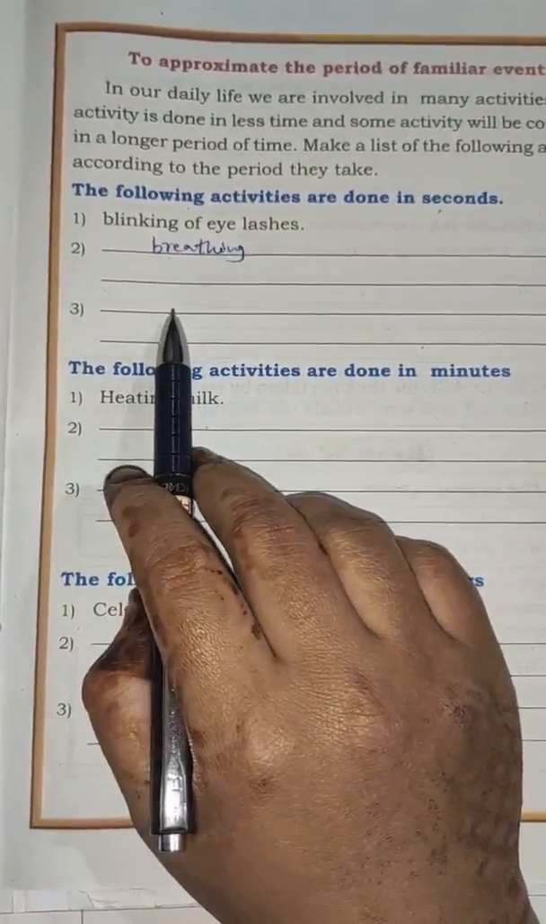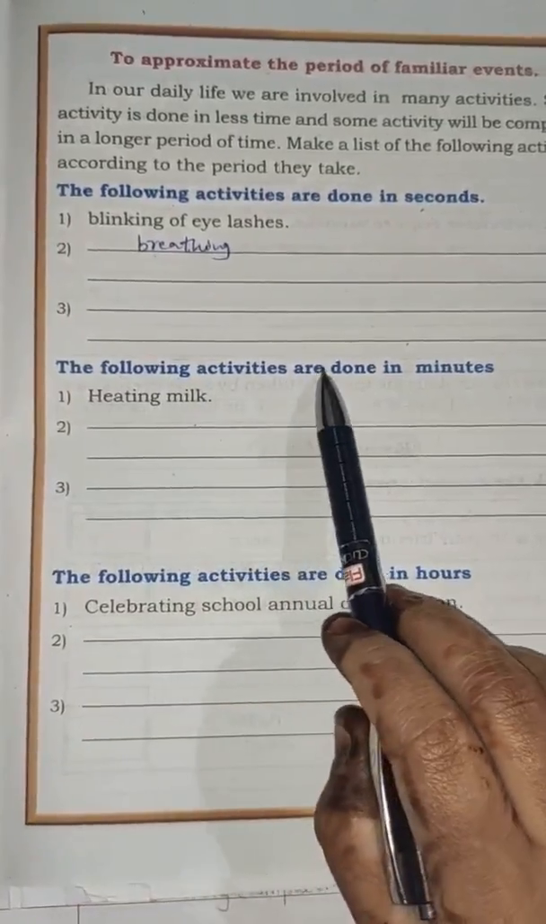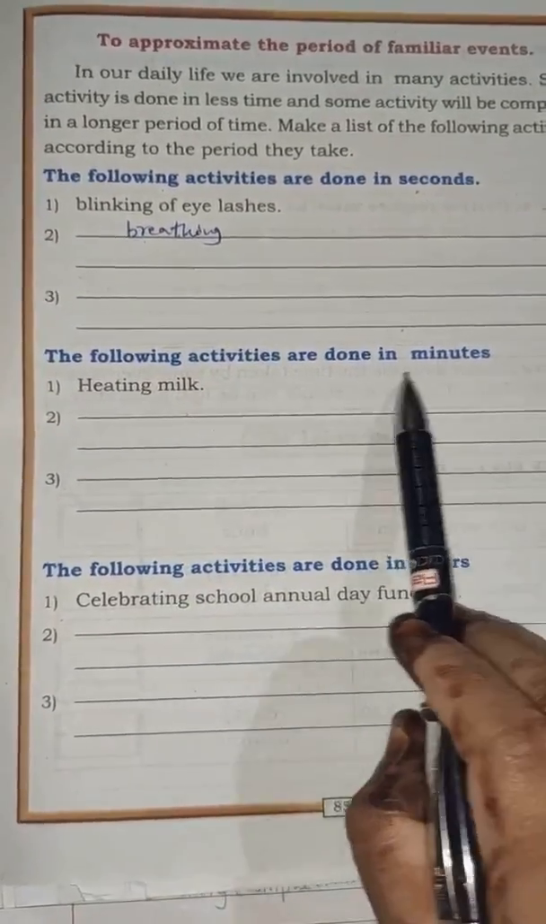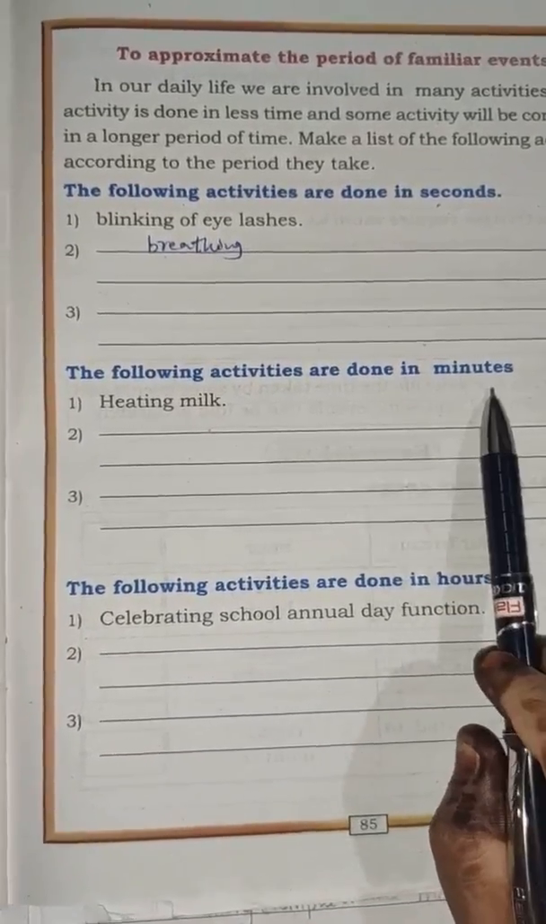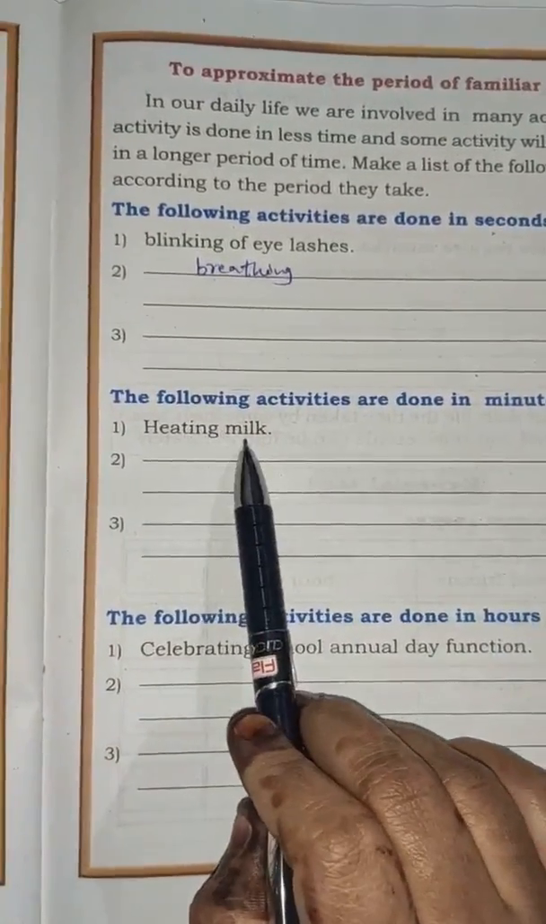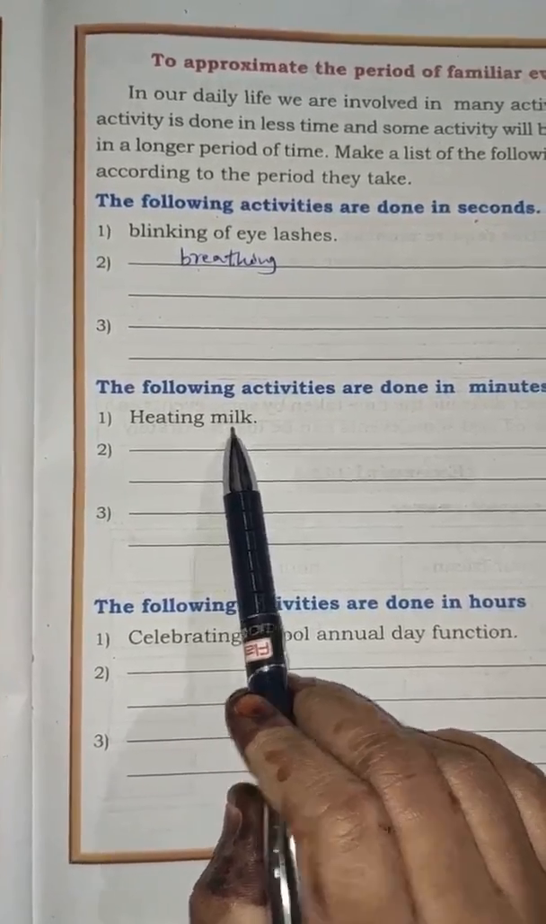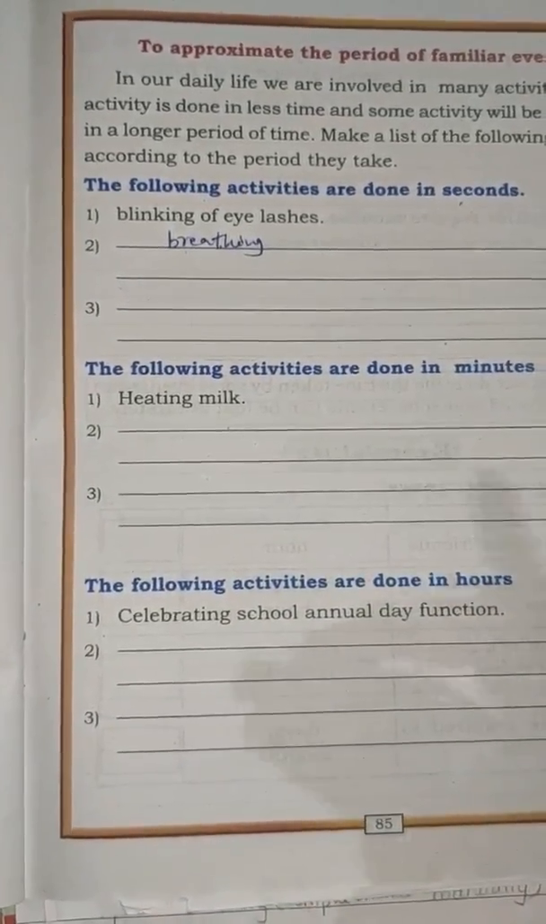One more you have to write. Okay. Next, the following activities are done in minutes. You have to write the activities which can be done within a minute. Okay, in a minute. For example, they are given heating milk. We can do it within some minutes. It may be 10, 5, 15 minutes, 10 minutes like this.